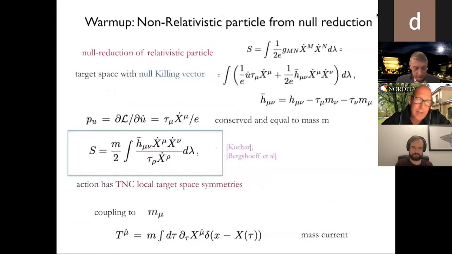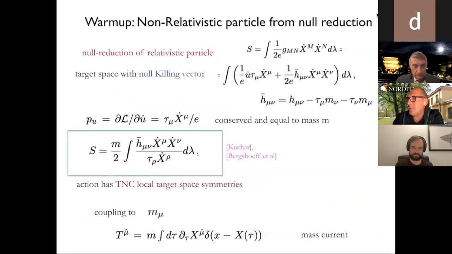Now, how do you actually get the coupling of a non-relativistic point particle to this geometry? There are actually two ways. You can do a null reduction of a relativistic point particle, or you can do a c going to infinity limit. I do it a little bit quick because you can also see the time is going fast.